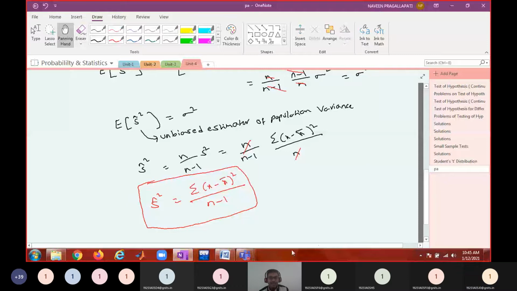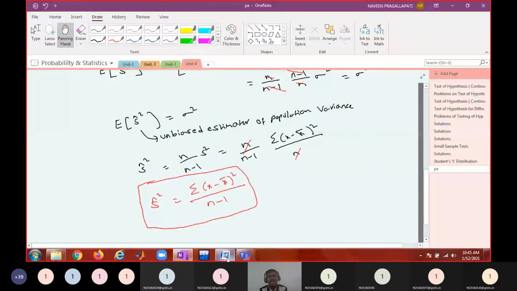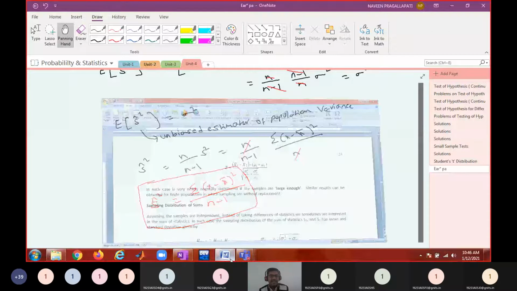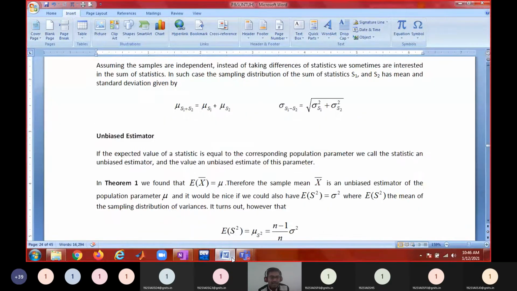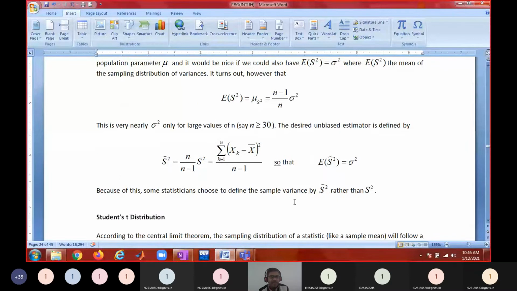Yes, sir, it's clear. So from now onwards, please remember, by default, whenever you see a small sample and you are to compute standard deviation, always use the unbiased estimator for the population standard deviation, or the unbiased estimator for the population variance, S cap square. Don't use S square. You shall use S cap square in case of a small sample. So that is a default assumption.